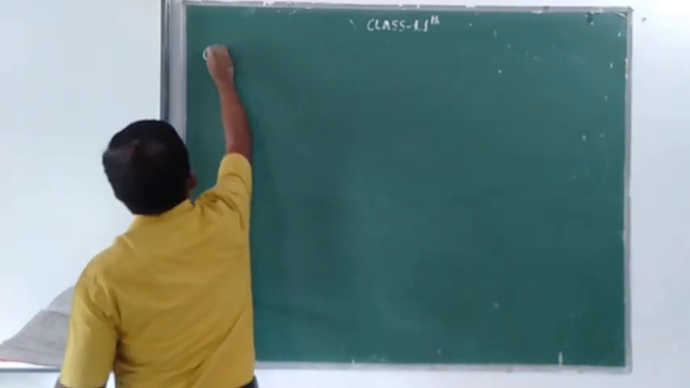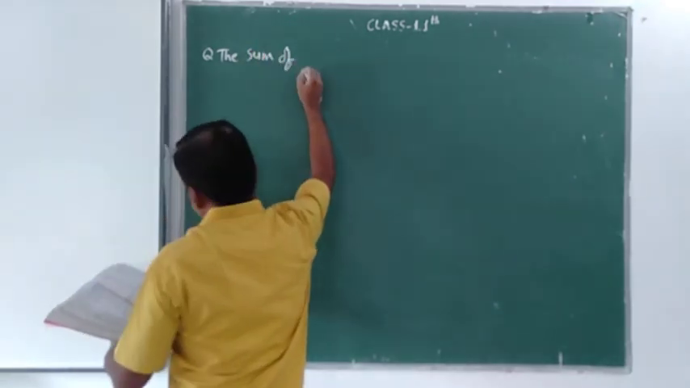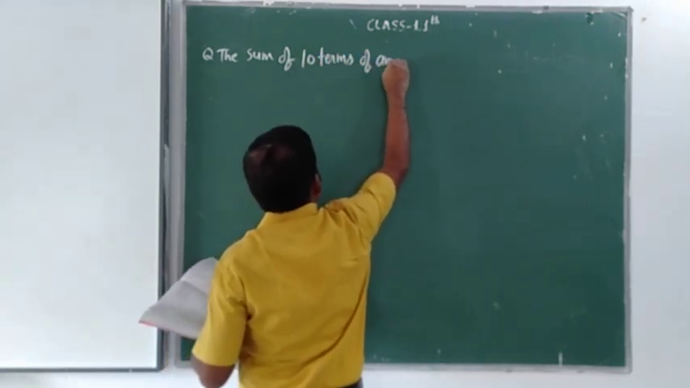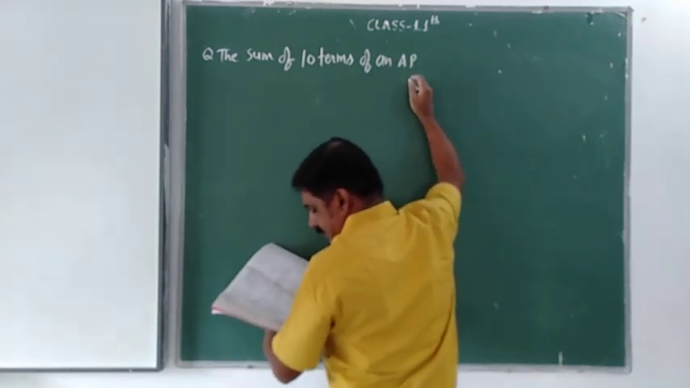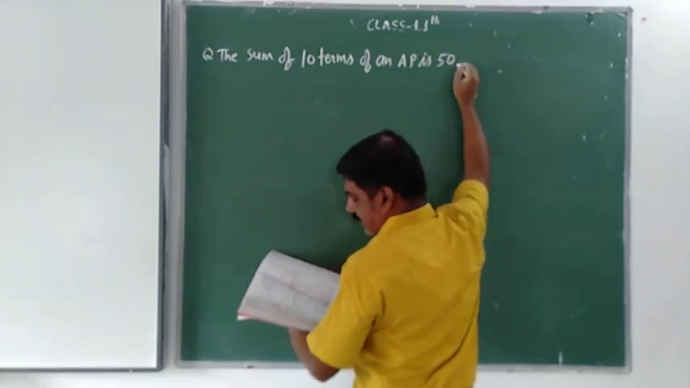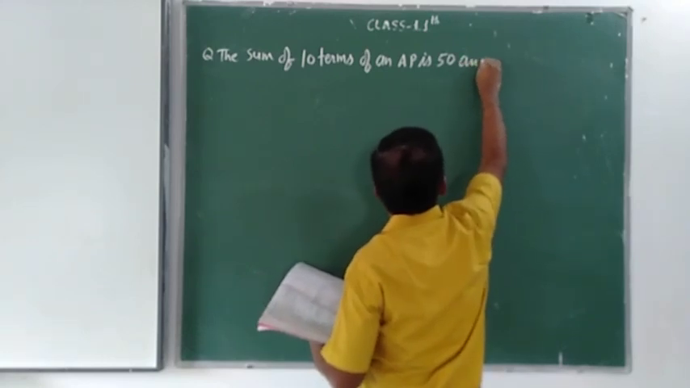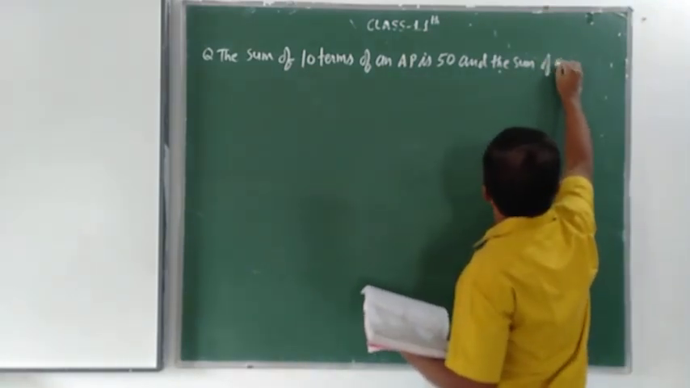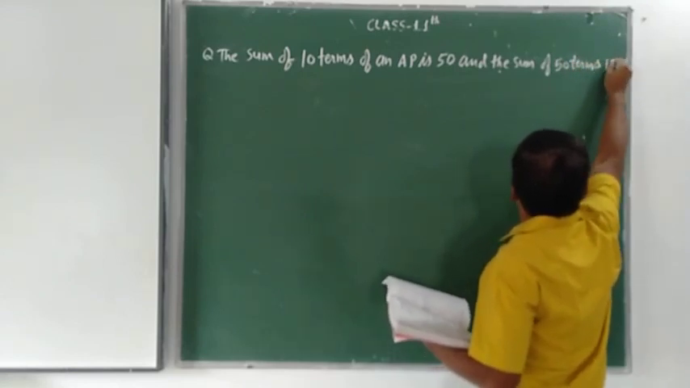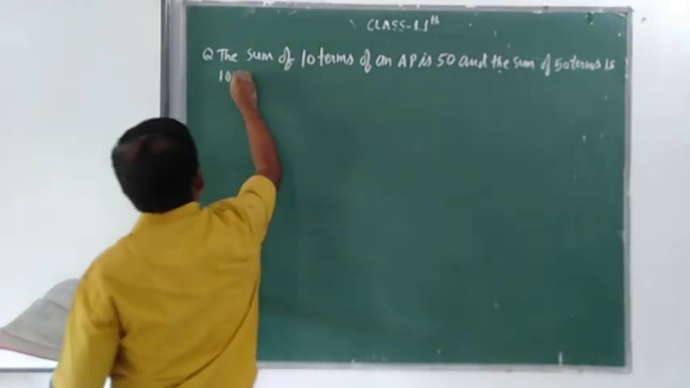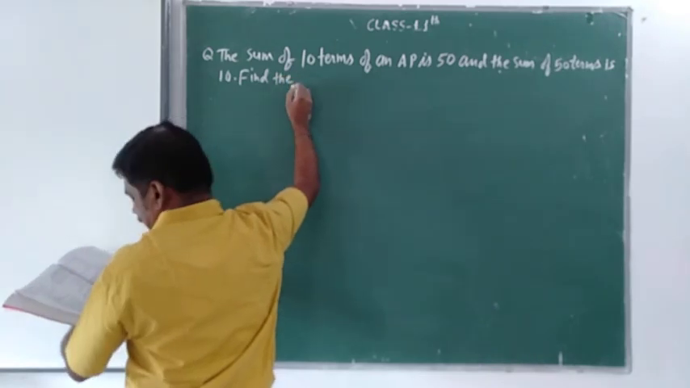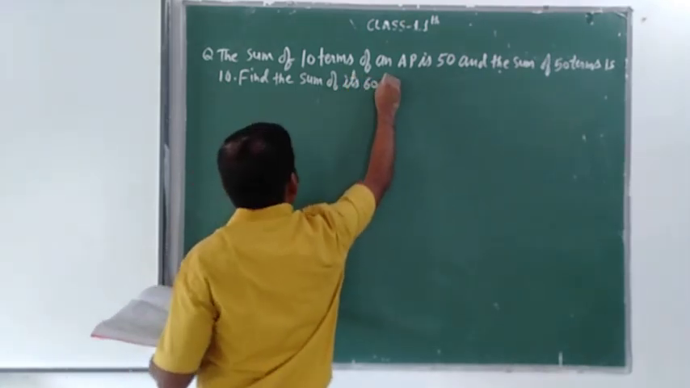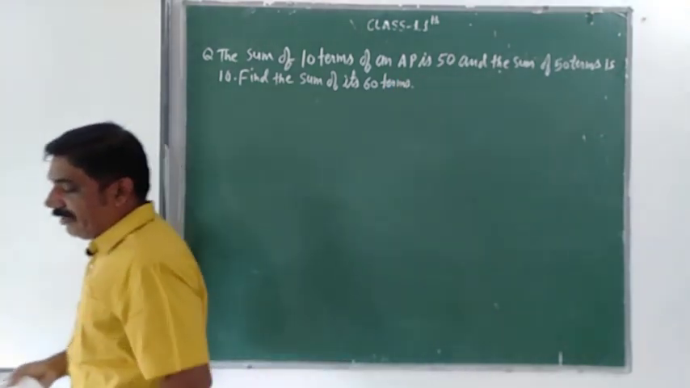See the question. The sum of ten terms of an AP is 50 and the sum of 50 terms is 10. Find the sum of its 60 terms.